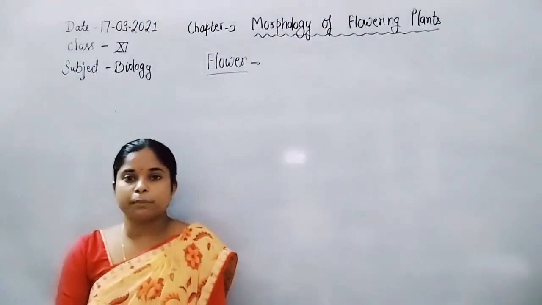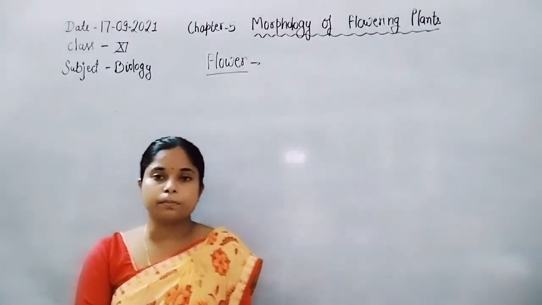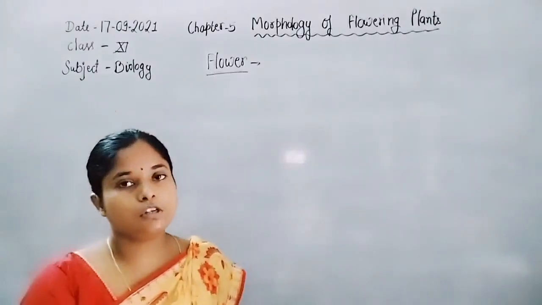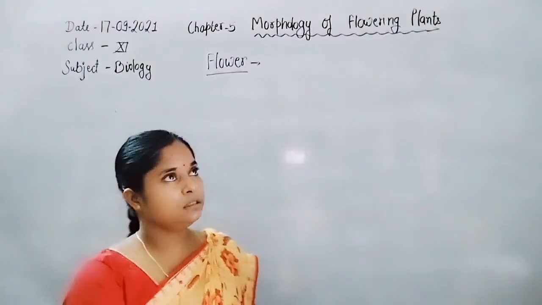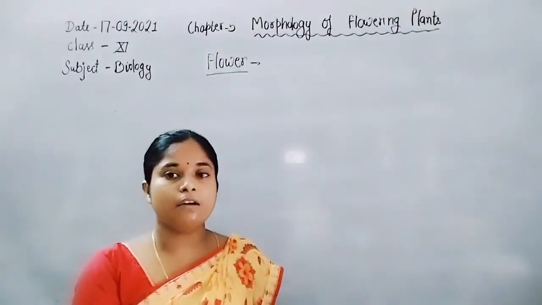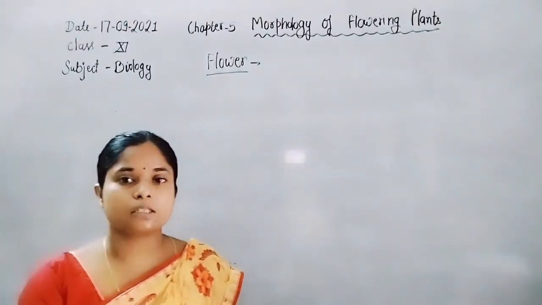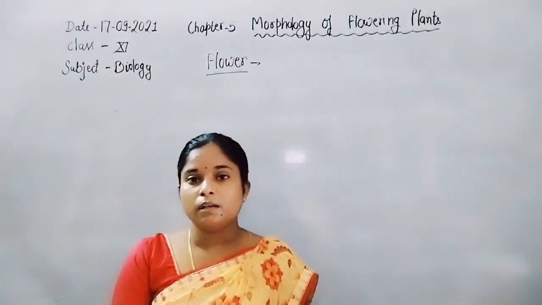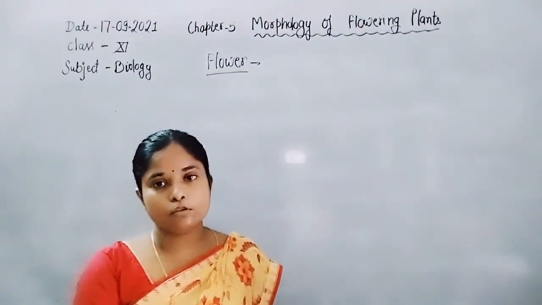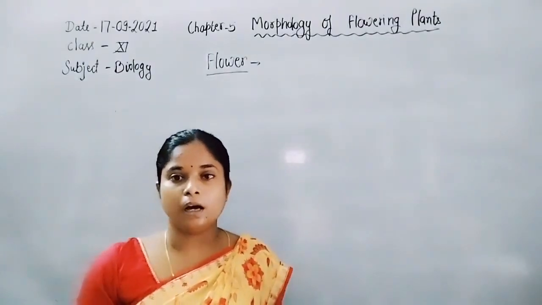In this class, I am going to start with another important topic of chapter Morphology of Flowering Plant, and the topic is flower. Here in this topic, we have already discussed some points in previous class. In this class, we are going to discuss about the gynoecium. On the basis of gynoecium, how many types of flower are present?